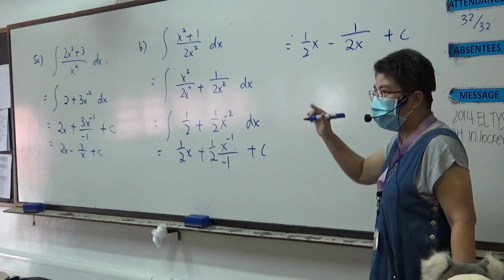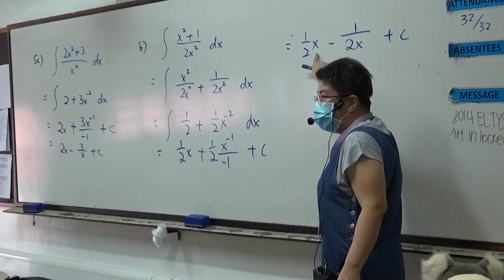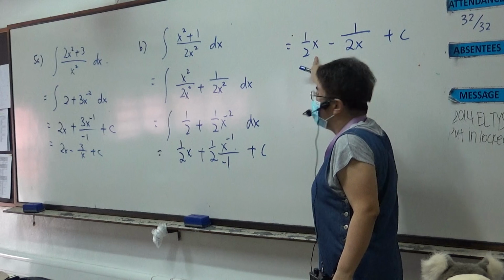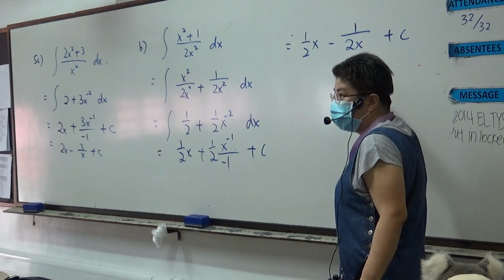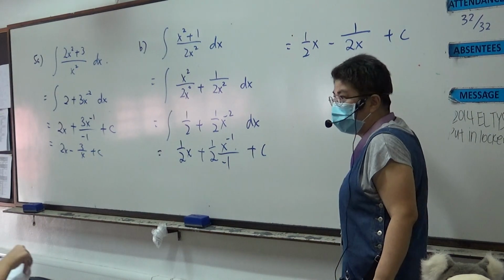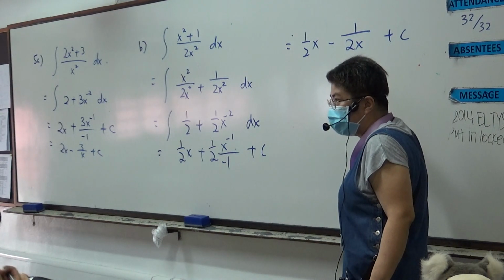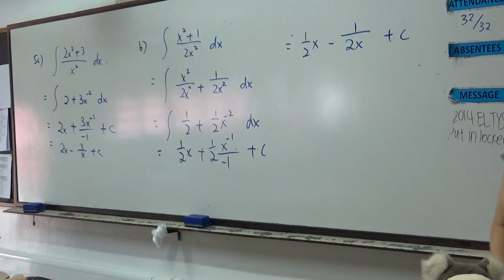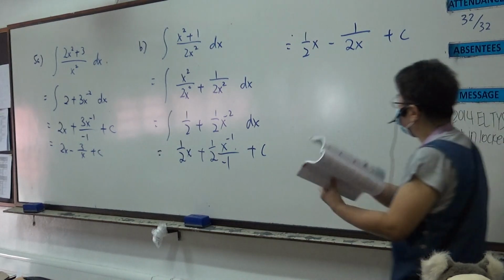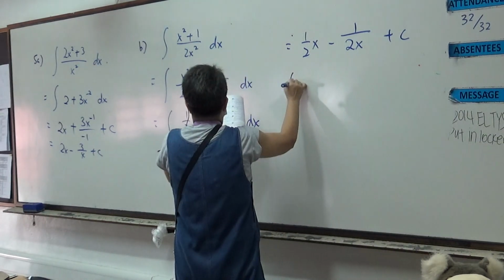Now, I need to warn you, this x is in the middle. That means it belongs to the top. This x is below. It's a different thing altogether. Is that clear? Look carefully. Understand? Okay, good. So that is your number 5. Okay, 6a.